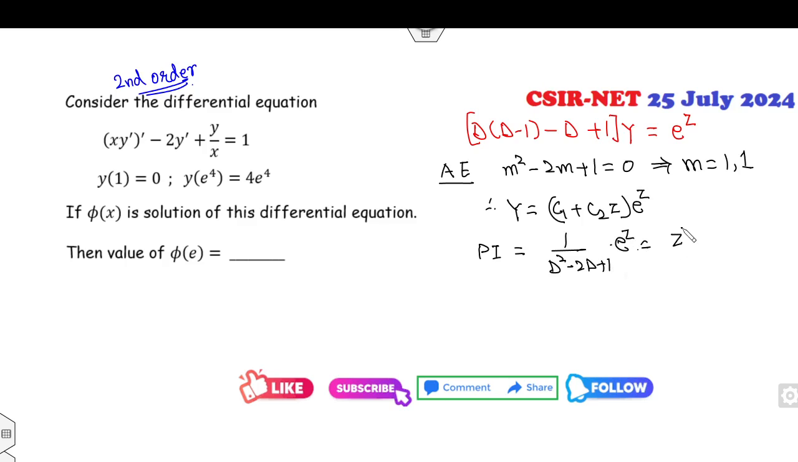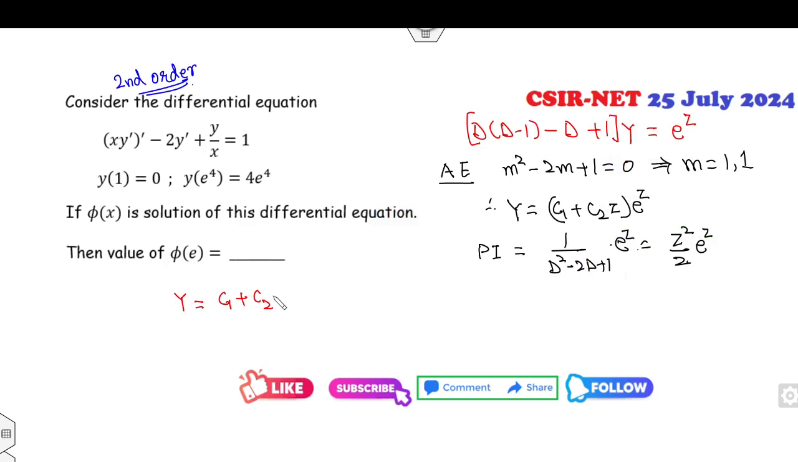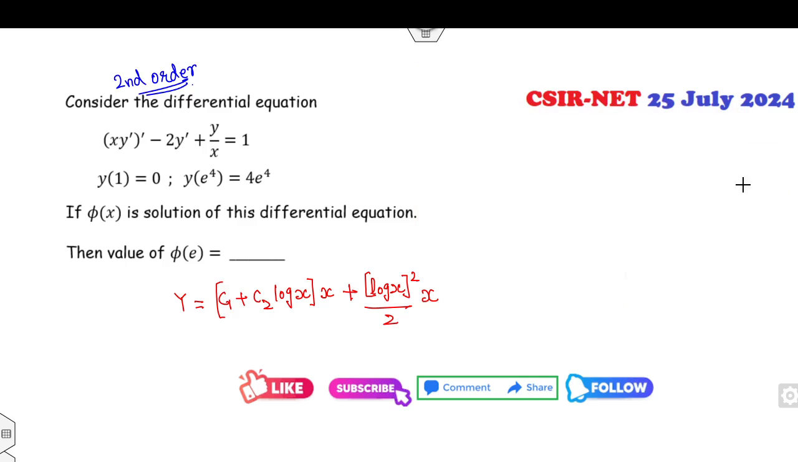So I can take it as twice of z square over 2, e raised to power, because it's a 2 times case of failure. So my solution will be y is c1. I can substitute the value of z. z is my ln of x. So that will be, because it's a log, I can take it as c1 log x into x plus z square, that is log of x whole square divided by 2 into x. Now that's over. Now your target is to solve the problem.